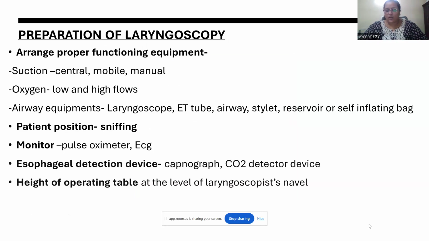Coming to the preparation of laryngoscopy. First of all, we have to arrange properly functioning equipment like the suction, oxygen flows, high flows and low flows, airway equipment like the laryngoscope, endotracheal tube, airway, stylet, reservoir, or self-inflating bag. The patient positioning, as we know, the sniffing position, monitors, pulse oximetry, ECG, esophageal detection device like capnography and the CO2 detector device, height of the operating table, usually at the level of the laryngoscopist's navel.